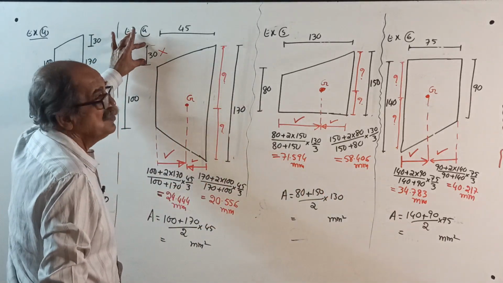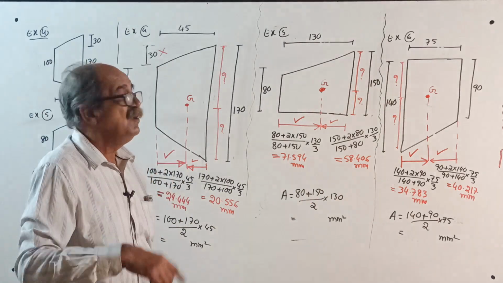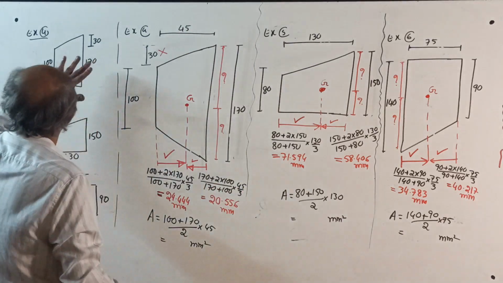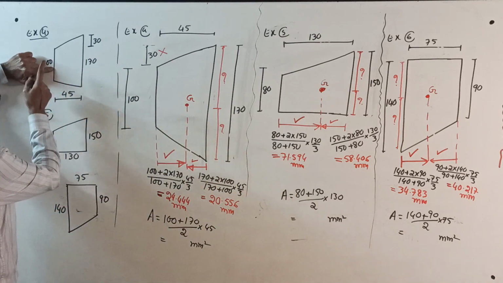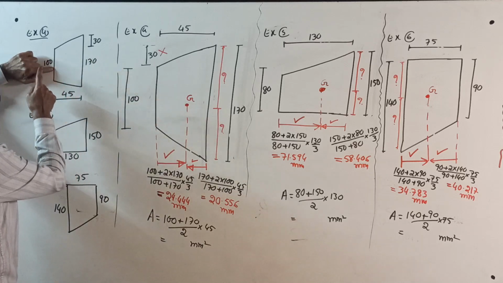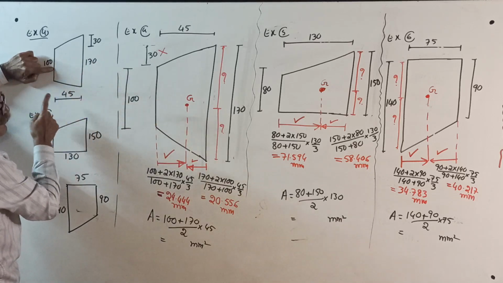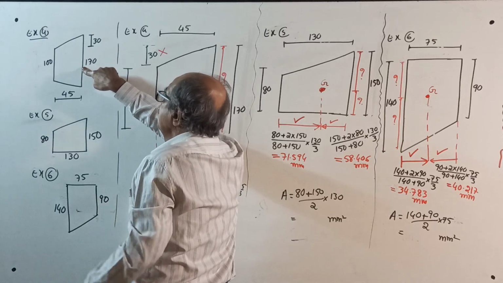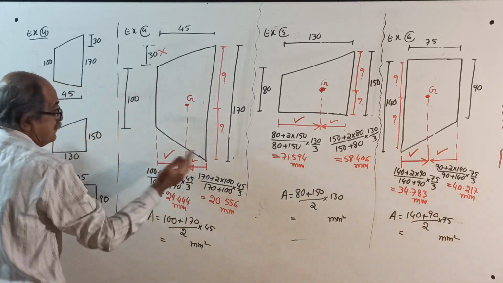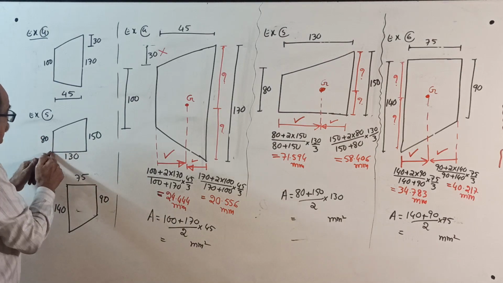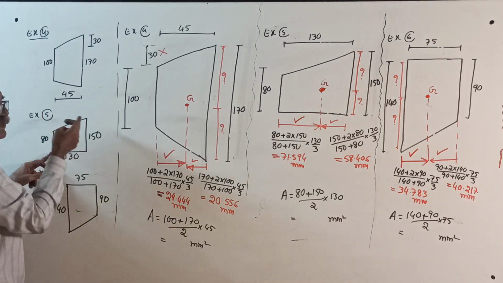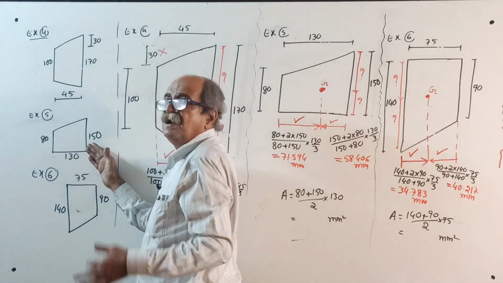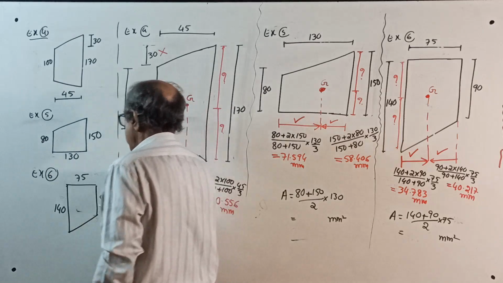See here, this 30 is not required for us today, but it is required next time when I find Y bar. Now I will do one thing. Instead of wasting time, I will tell it here only. From here, 100 plus twice of 170 divided by 100 plus 170, into 45 by 3. From here, 170 plus twice of 100 divided by 170 plus 100, into 45 by 3. Actually I wrote everything there. From here, 80 plus twice of 150 divided by 80 plus 150, into 130 by 3. From here, 150 plus twice of 80 divided by 150 plus 80, into 130 by 3.